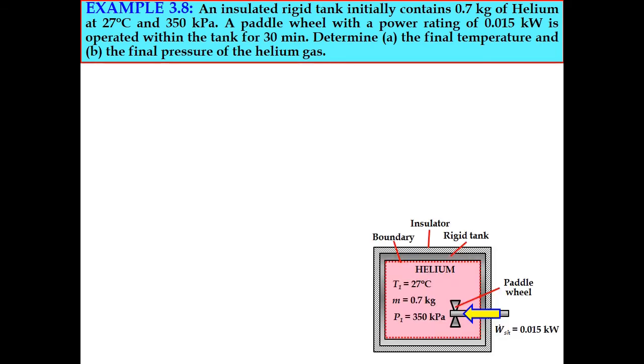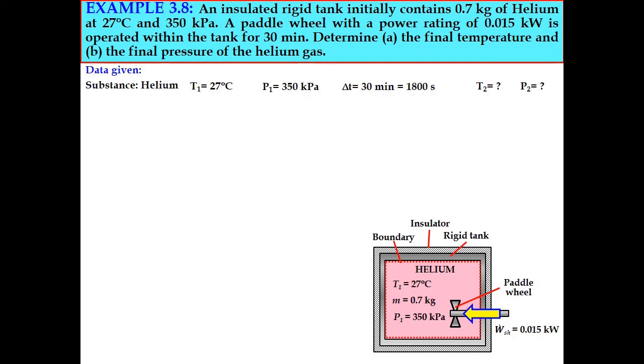Okay, so now we draw a simple schematic diagram. We have the rigid tank. Surrounding the rigid tank we have insulation in order to prevent any heat in or heat out. So this process actually involves an adiabatic process. The temperature given is T1 equal to 27 degrees Celsius, mass equal to 0.7 kilogram, and pressure P1 equal to 350 kilopascal. The amount of power provided to the system due to the rotational movement of the shaft is W shaft dot equal to 0.015 kilowatt.